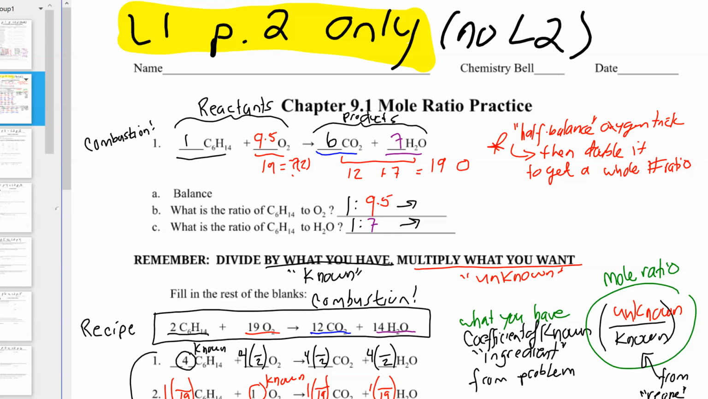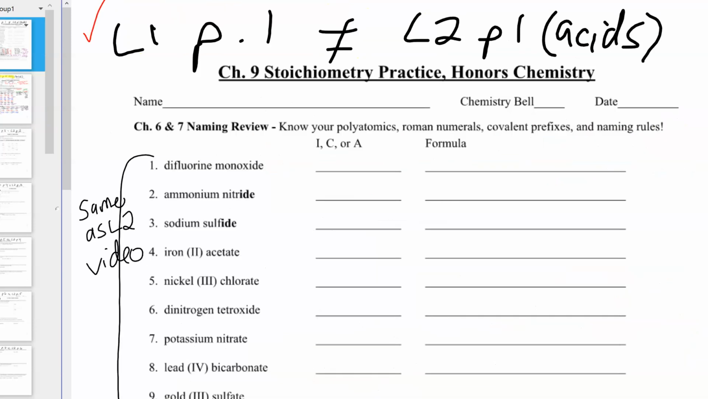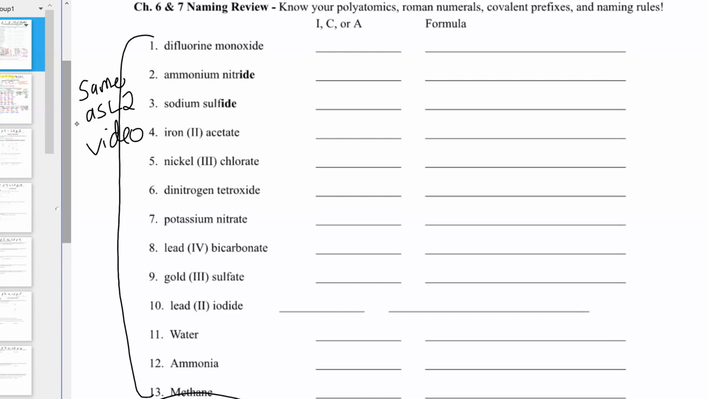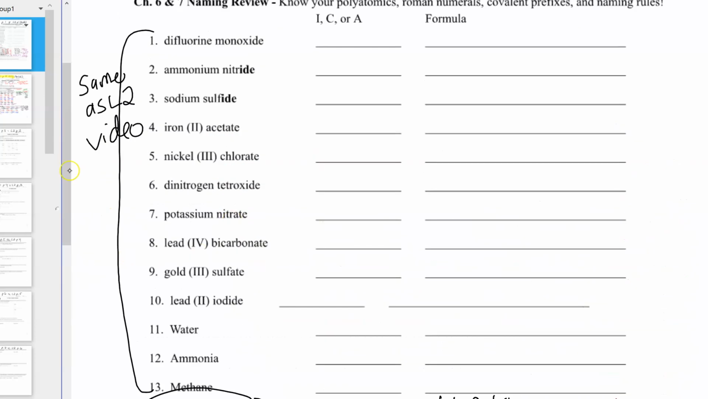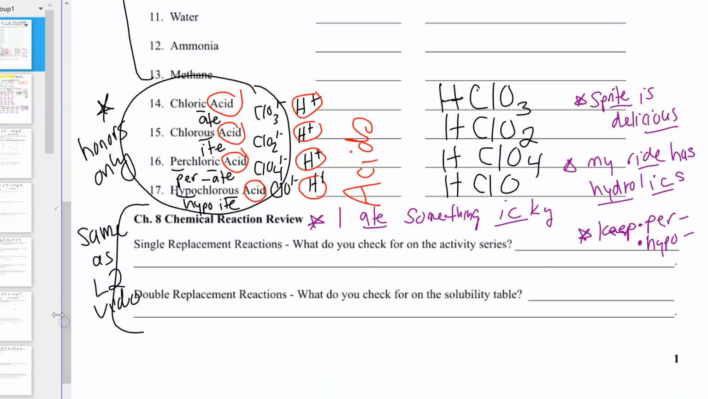Now I know that on the previous video, level 2 had a slightly different page for you. Good news is most of them were all the same. The only thing that was different were the acids. So I'll just go over those real quick to catch you up on those.